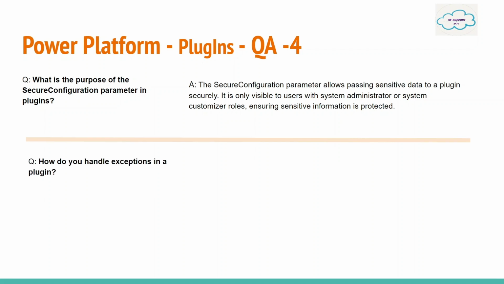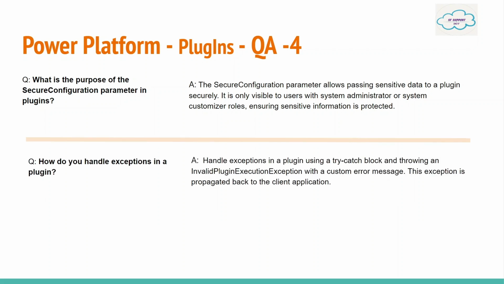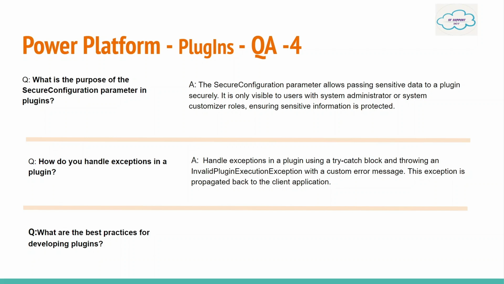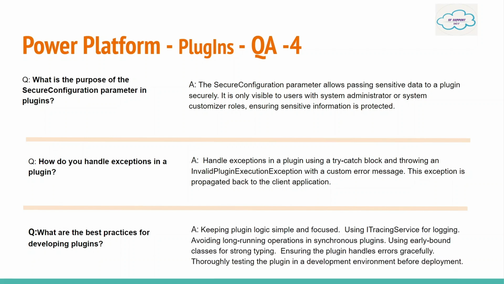Question: how do you handle exceptions in a plugin? Handle exceptions in a plugin using a try-catch block and throwing an InvalidPluginExecutionException with a custom error message. This exception is propagated back to the client application. Question: what are the best practices for developing plugins? Keep plugin logic simple and focused, use ITracingService for logging, avoid long-running operations in synchronous plugins, and use early-bound classes for strong typing.